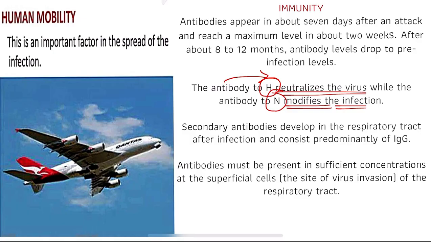Antibodies must be present in sufficient concentration at the superficial cells of the respiratory tract. So you will see that antibodies have to be present in sufficient concentrations, especially at the site of virus invasion, that is the upper respiratory tract, the nasopharynx.